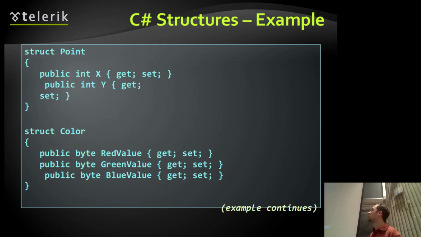So we have the keyword struct, the name of the structure, in this case a point. We define two properties. These properties are auto-generated properties. What's the difference between an auto-generated property and a non-auto-generated property from last class? Yeah.